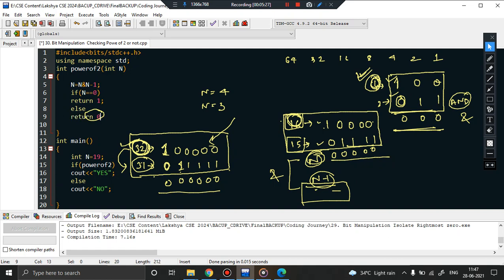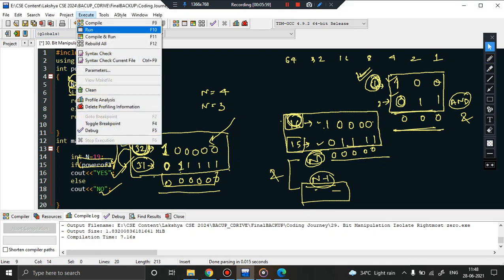So how is it operating? I will take the number n, that is 19 suppose, and n and n minus 1 will be calculated and the value of n will be updated. If n is a power of 2, then definitely n should become 0 after updating. So if n becomes 0, which indicates it is a power of 2, we return 1. Returning 1 means true, and this will print yes. If it is not equal to 0, we return 0, which means false, and it will print no, right? Simple. So let us just compile this code and run it.